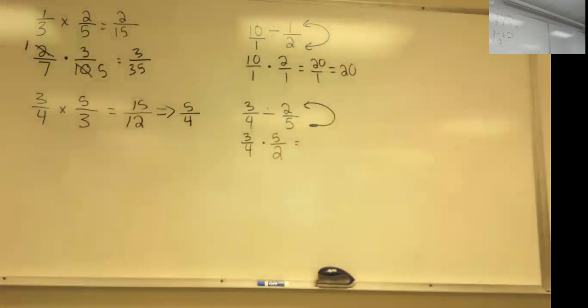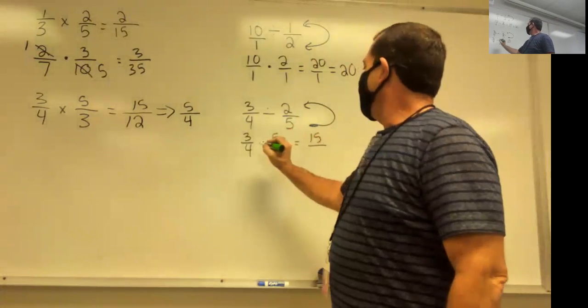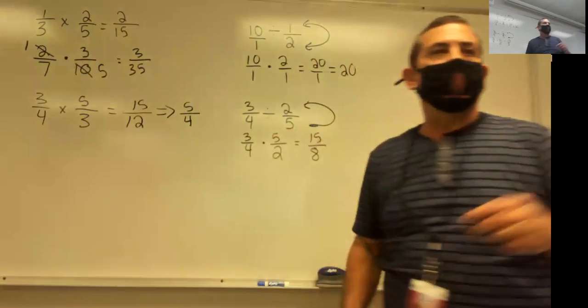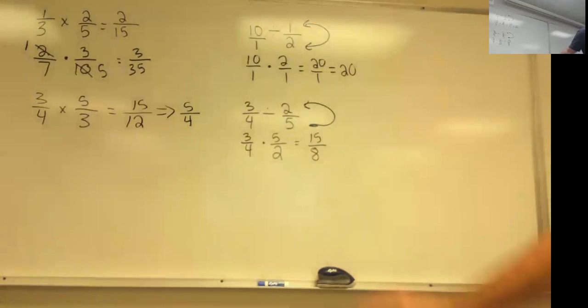So look, does anything reduce? My 3 don't reduce with the 4 and the 2. That 5 won't reduce with the 4 and the 2. So nothing's going to reduce. So we're going to multiply straight across. 3 times 5 is what, 15? 4 times 2 is 8. Okay. Right, then leave it be.